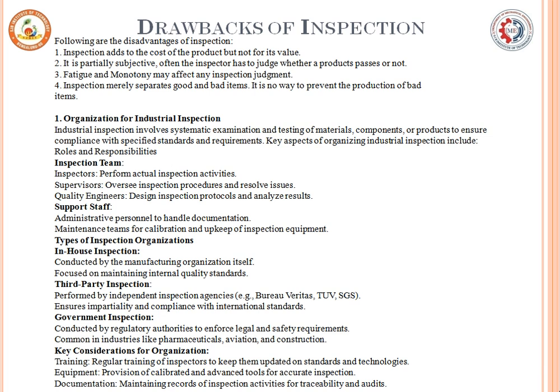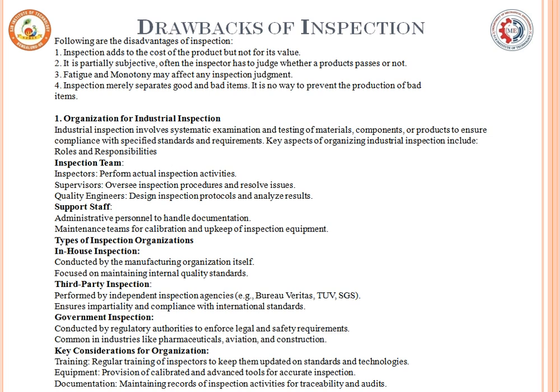So what are the types of inspection organization? In-house inspection, third-party inspection, government inspection, key considerations of organizations. So in-house inspection will be conducted by the manufacturing organization itself, and they are going to maintain internal quality standards.